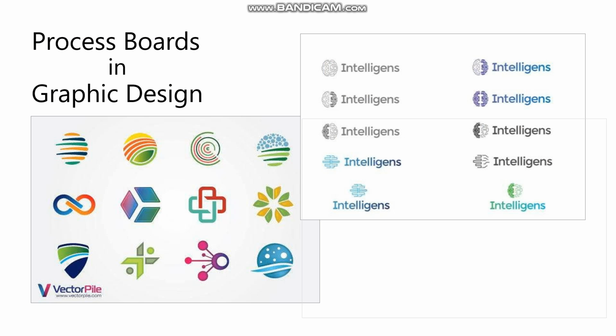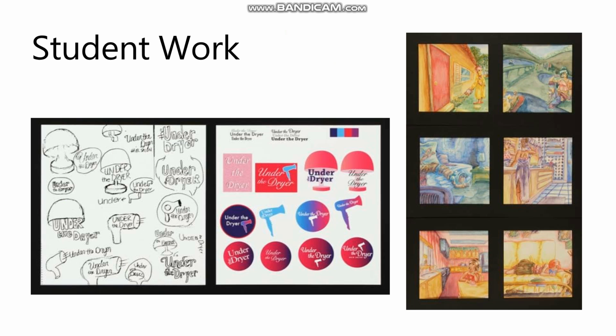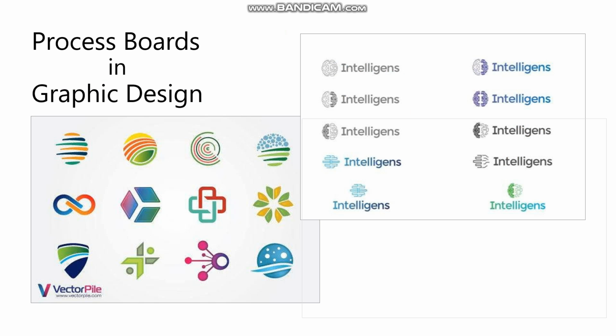So we're running out of time. In the next section, I'm going to talk a little bit more about process boards and graphic design, and then we're going to start talking about student work. That should be pretty quick, and then that will be the end of part 2. All right, I will see you in part 2 of this lecture on grid display and process boards. Thank you very much.